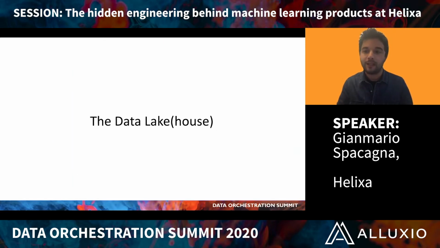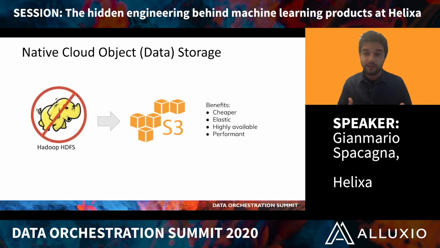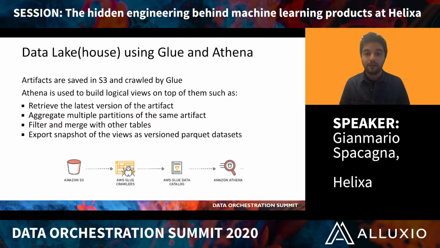Okay, let's start digging into the single components. So we'll start with the data lake. The first decision we made was to not use any Hadoop file system, but instead store all of our data in S3, such that we would use Glue for crawling the artifacts that we save in S3 and building the data catalog. And we would use Athena on top of it to build all of the logical views.